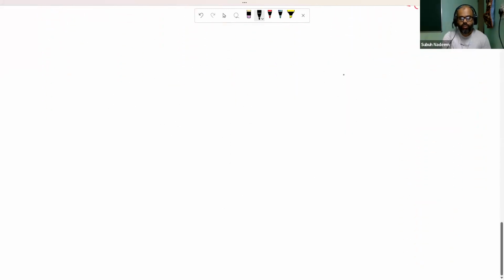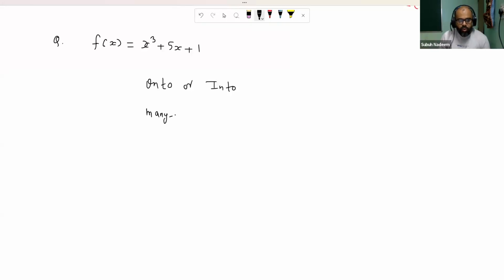So we come to the next question. Here it is given that f is a function, f of x is equal to x cube plus 5x plus 1. You have to check whether it is onto or into, many-one or one-one, or both things.